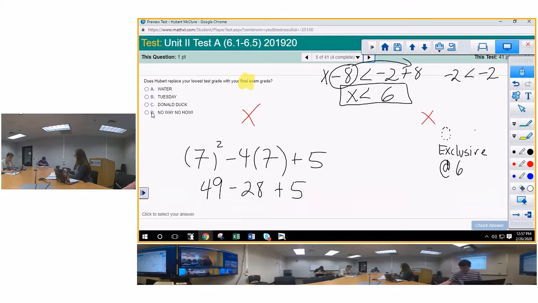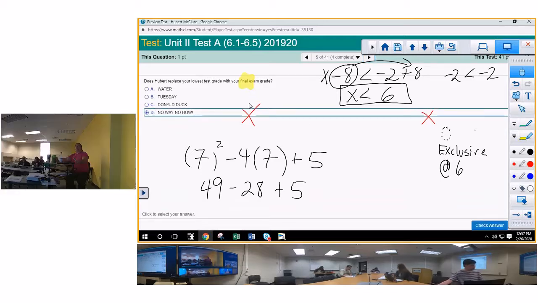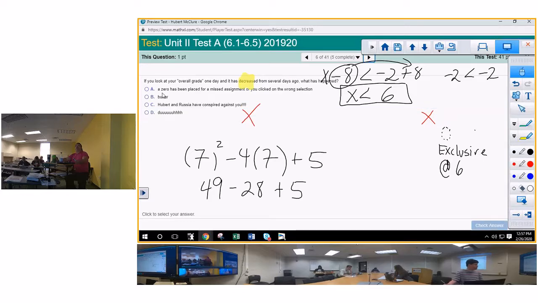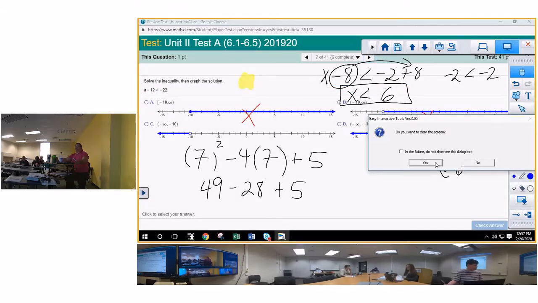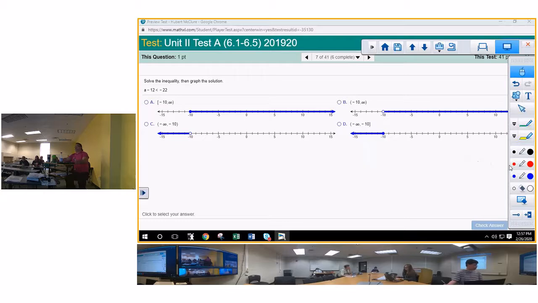Okay, that's no way, no how. I do not replace your lowest grade with your final. 0 has been placed in for a missing grade. Okay, let's try that one. Some of these are repetitive. I meant it to be that way.